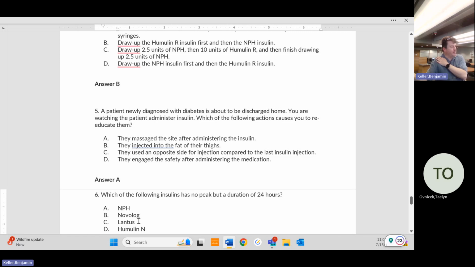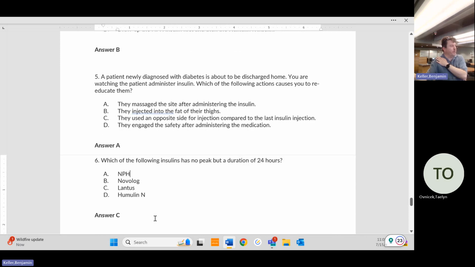That's rapid. Lantus lasts a long time, and Humulin N has got an N in it, so we know that that one's normal. However, you guys will be seeing the generic names on your exam. I think that we know that answer is C.